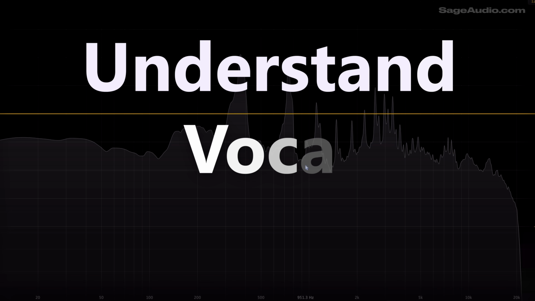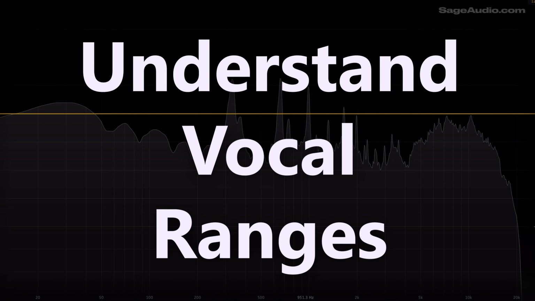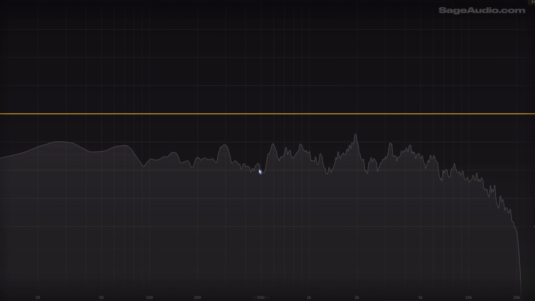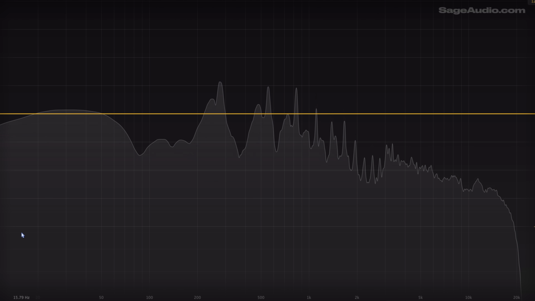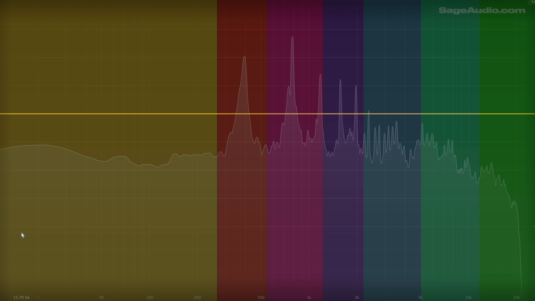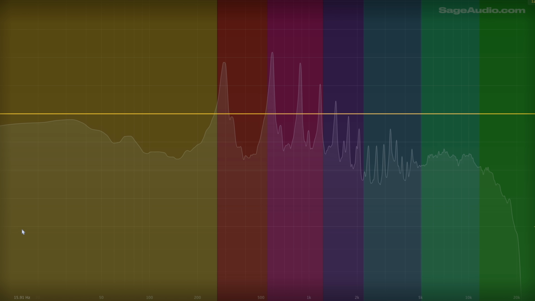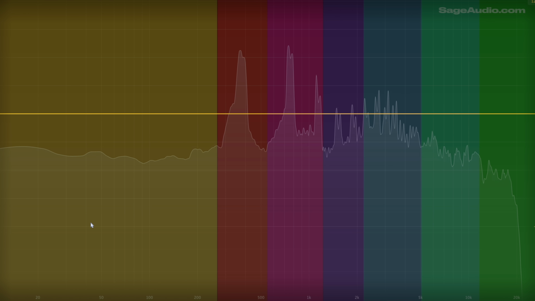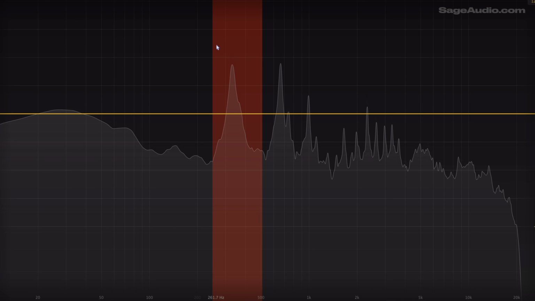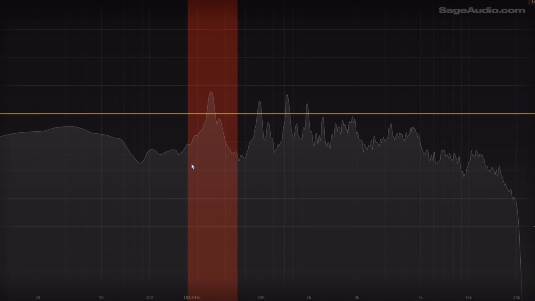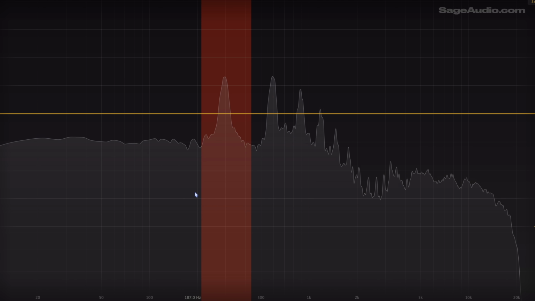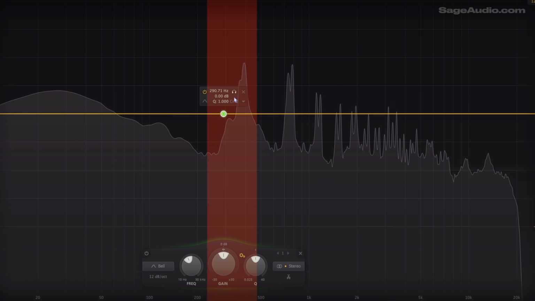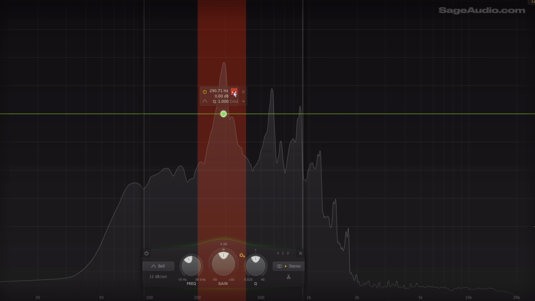For tip 4, let's understand vocal ranges. Each vocal is different, but there are patterns that you can keep in mind that help a lot with decision making. Now, I conceptualize a vocal as having 7 parts or distinct ranges that work regardless of the vocal or the performance. First, there's the fundamental range. This range includes the fundamental frequency of each performed note. The fundamental frequencies are the building blocks or the foundation for everything higher in frequency.